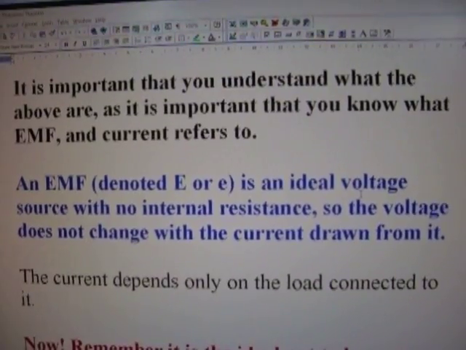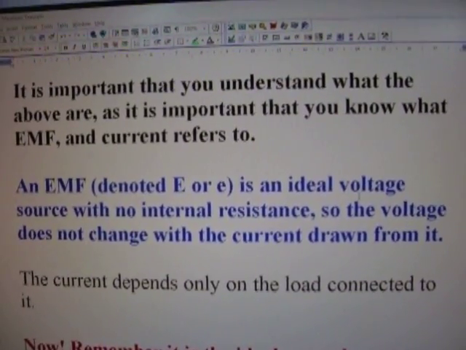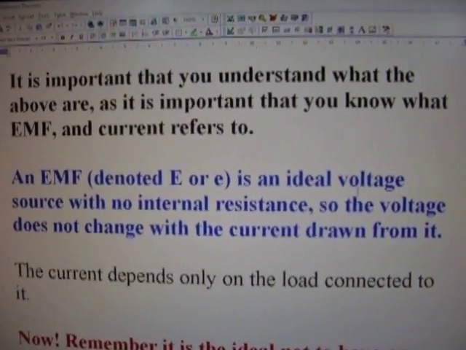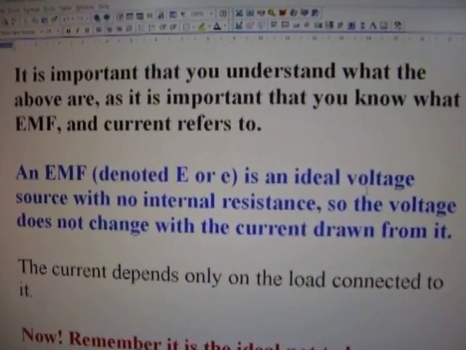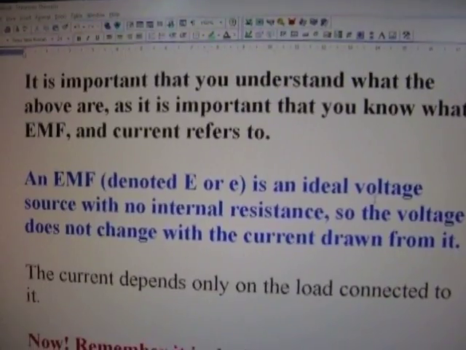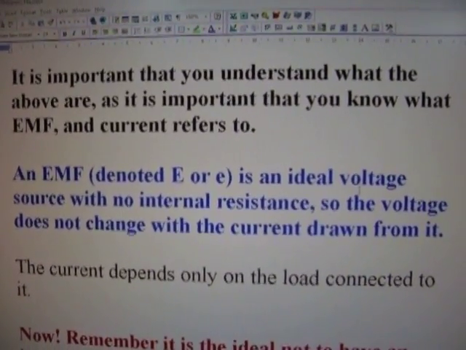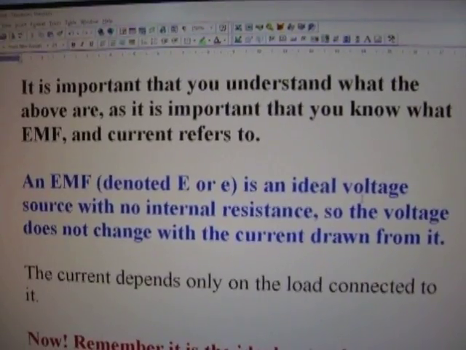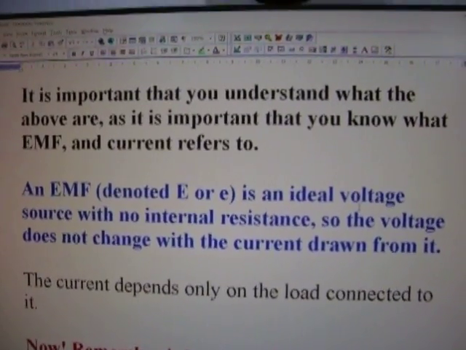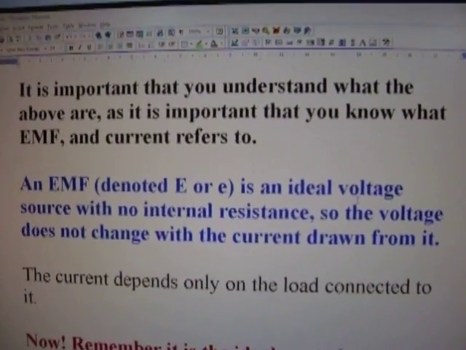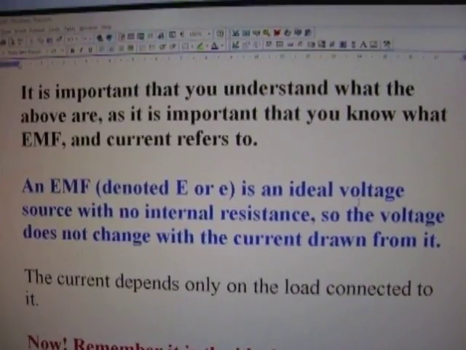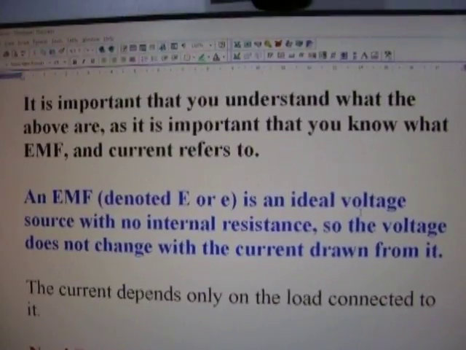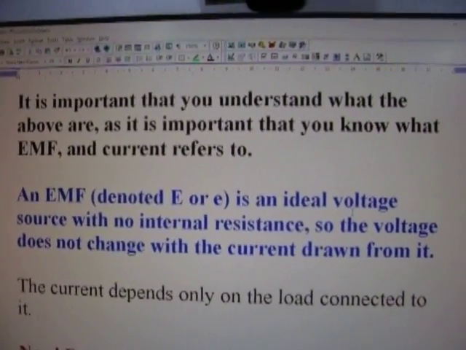Now an EMF, denoted E, is an ideal voltage source with no internal resistance. That means that you've got a voltage but there is no resistance to that voltage. So you can say if the voltage is 9 volts, then you're going to have a 9 volts output. But we know that cannot be the case, because in any flow of current in a circuit, you will meet some sort of resistance, no matter how small that resistance is. Okay?